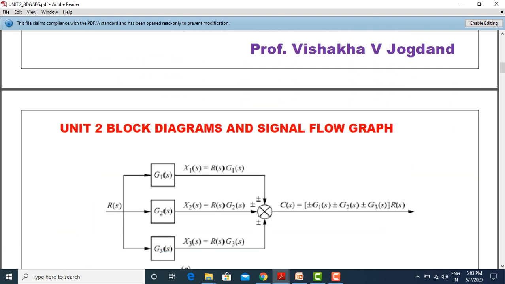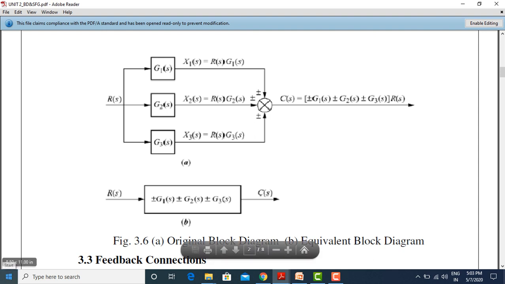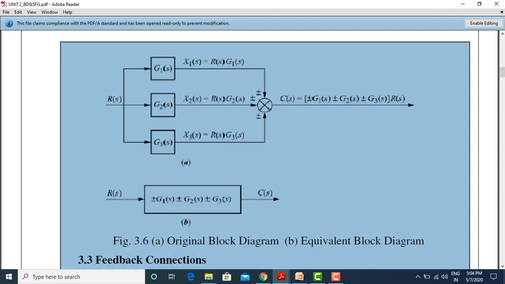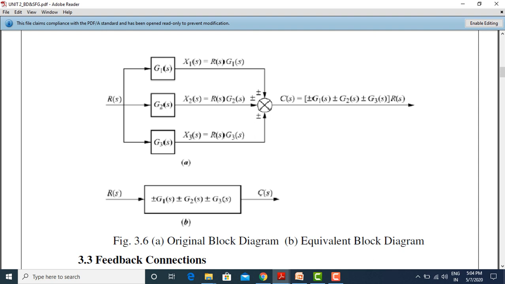Now parallel connection. We can see this diagram. In this diagram, R of S and C of S is here. X1, X2, X3. This is R of S and C of S. G1, G2, G3 blocks are in parallel. So now we have to calculate X1, X2 and X3.